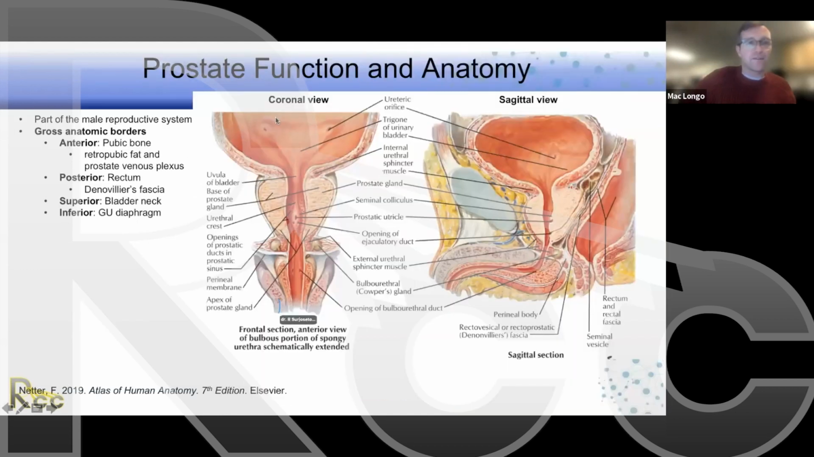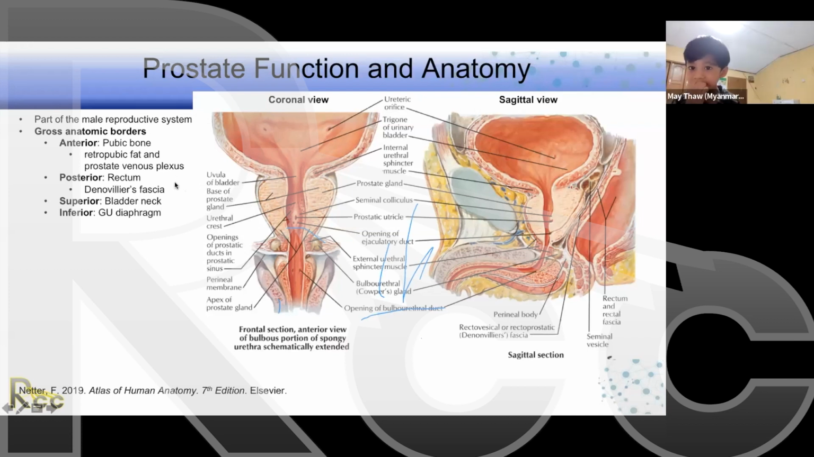I'm not going to spend a lot of time reviewing the prostate function and anatomy, but just a brief overview and reminder that the prostate's purpose is to contribute fluid to the semen so that it can survive the acidic environment of the vagina. Its gross anatomic borders are anteriorly the pubic bone and the retropubic fat and vascular plexus, posteriorly the rectum, more specifically Denonvilliers' fascia, which we'll discuss further. Superiorly, we end at the bladder neck, and inferiorly at the GU diaphragm.